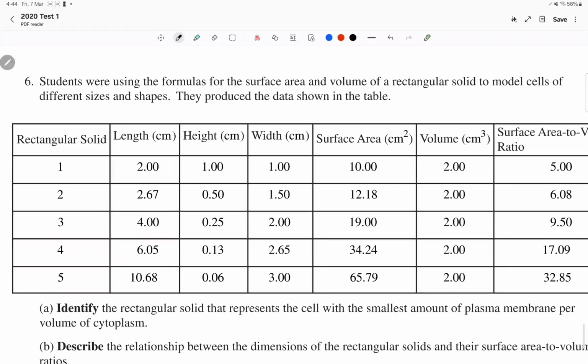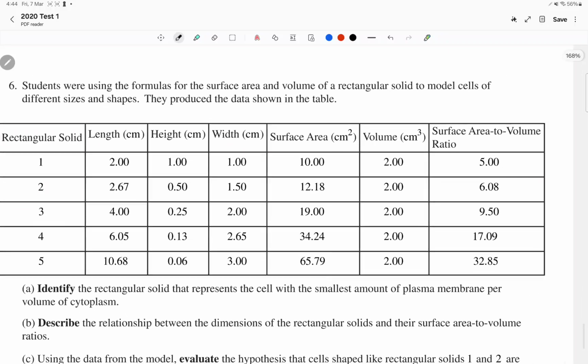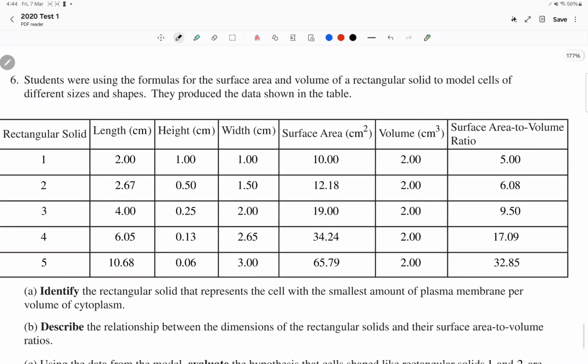All right. Now look, guys. If we look at surface area to volume ratio, which one here is the best? Which rectangular solid? The 4. No, wait, the 5. The fifth one, exactly.